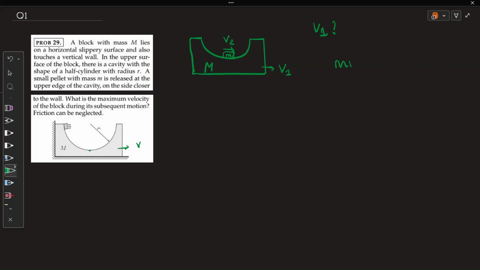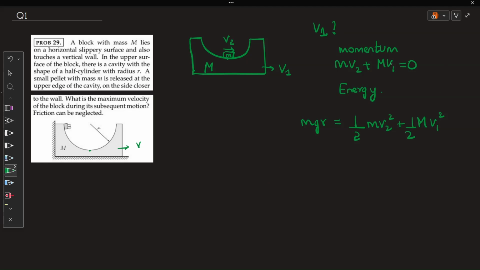So m v2 plus M v1 is supposed to be 0. This 0 is the initial momentum, and next we have to conserve energy. For conserving energy, I am considering this as the reference, so mgr is my initial potential energy, correct? So mgr is my initial potential energy. In the final case, I have the kinetic energies of both the bodies, half m v2 square plus half M v1 square.